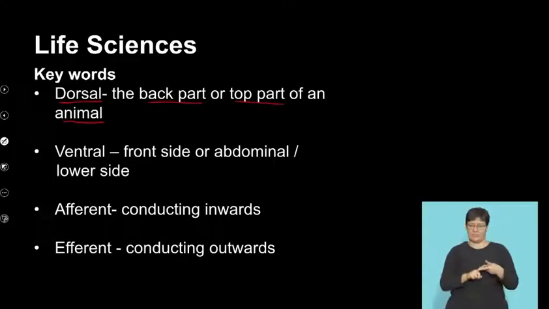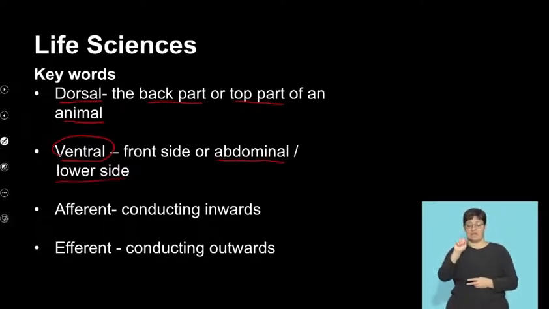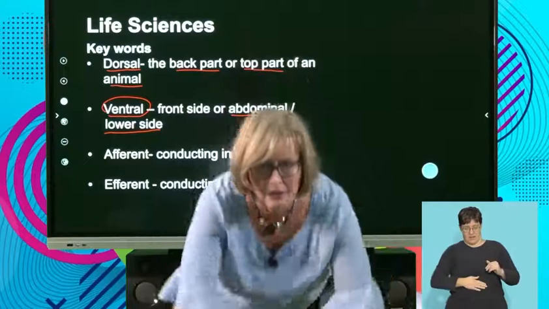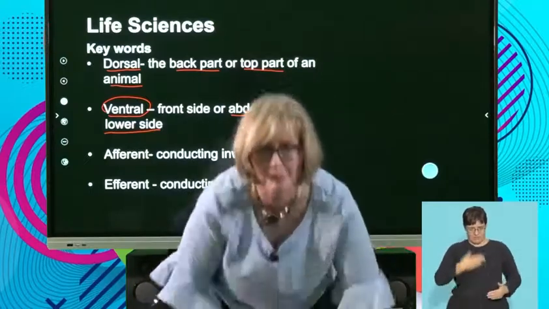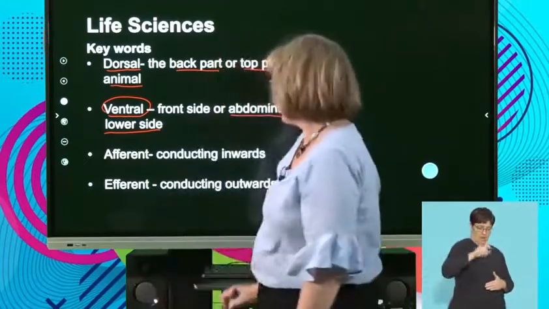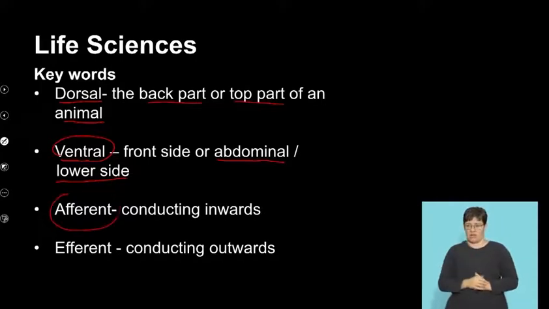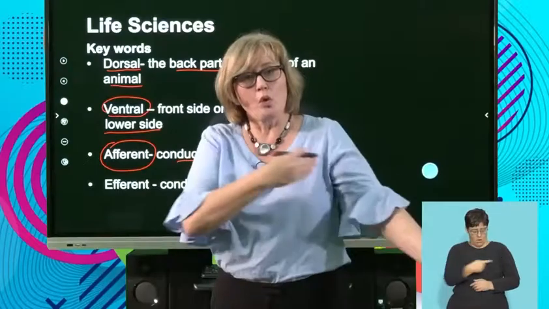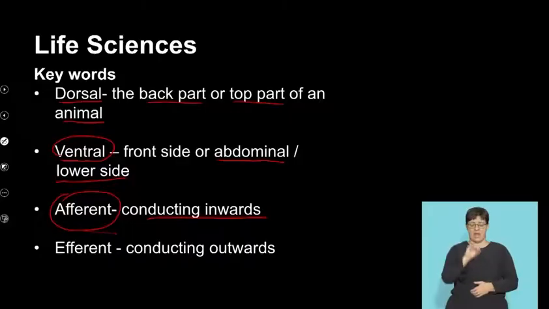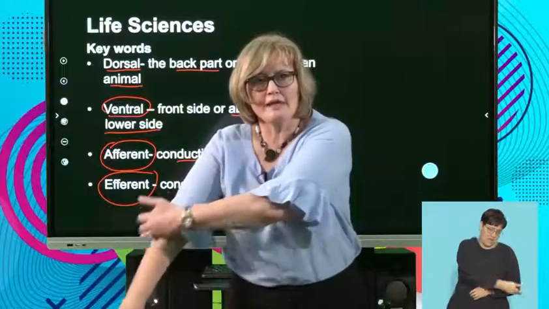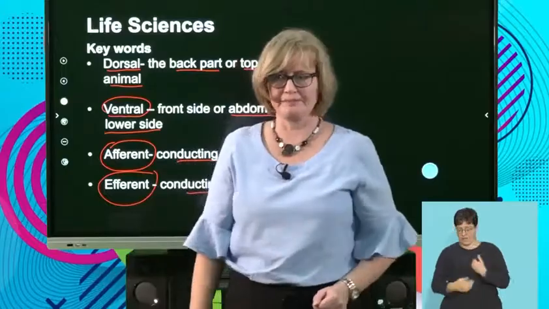And then the ventral part will be the abdominal or lower side. So your tummy, or an animal if you're standing like that, the bottom part. Right, that's ventral. Then afferent, that is conducting inwards, towards the central nervous system, towards it. And efferent is conducting outwards, so it's away from the central nervous system.